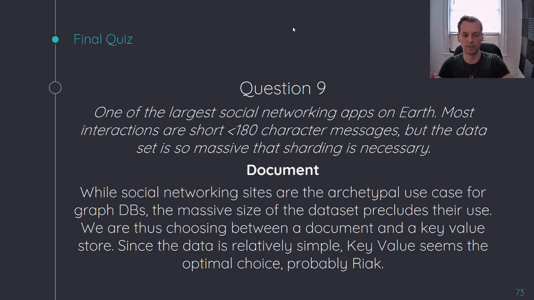Alright, question 9. We are building a database for Twitter. So usually social networking sites are the archetypal use case for graph databases, but since our dataset is so large, we can't. We need to shard, it's simply not going to work. Thus, we need to choose between a document and key value store. You could make a reasonably strong case for either one. In my opinion, since the data is relatively simple, and since we probably care a little bit more about speed here, I would go with the key value store, probably Riak.